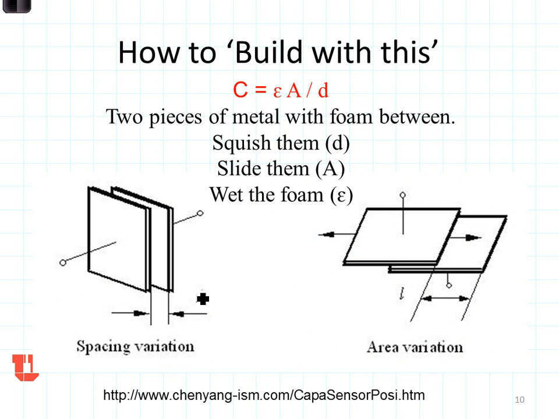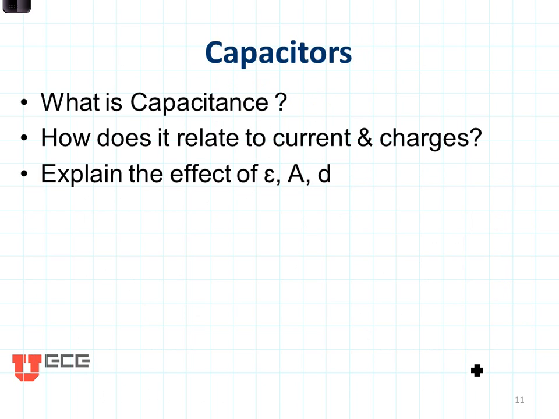How can we build with this? So here's a simple parallel plate capacitor, but suppose that we wanted to be able to use these as a sensor. Let's consider two metal pieces with foam in between them. If we squished them or pushed them together, we'd be changing D. That would be changing the capacitance. If we slid them back and forth, that would be changing the effective area, because the area is only where they are overlapping. And then if we wet them or put some other material between them, we would be changing the epsilon. That's how we can use capacitors as sensors.